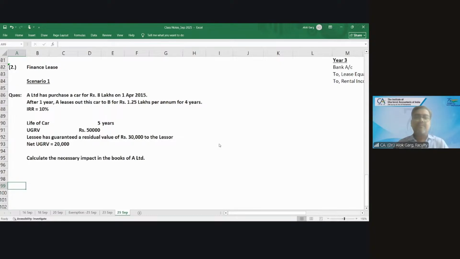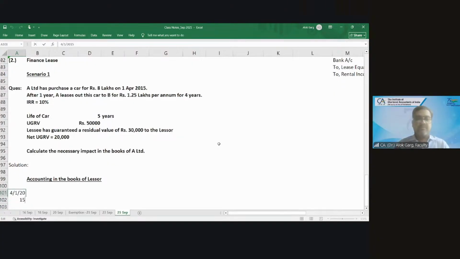Now, first of all, let me do the accounting in the books of the lessor. Solution: Accounting in the books of lessor. What accounting will I do on 1st April 2015? Purchase of car.